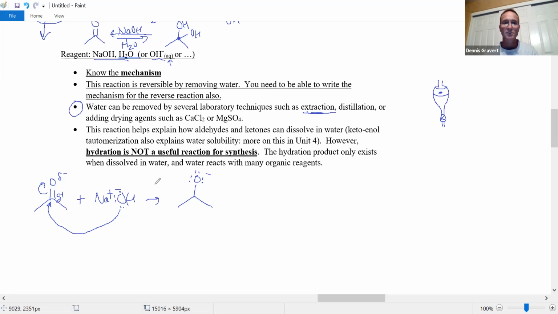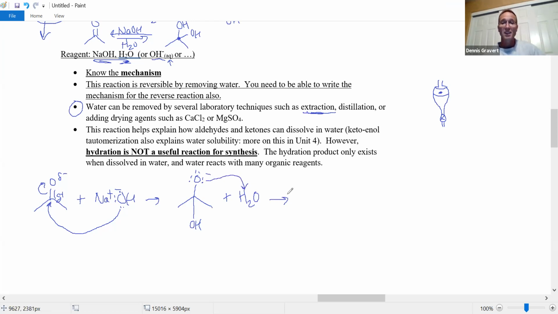The carbonyl oxygen becomes a negative anion. OH adds to this carbon. And now we're trying to make a diol, so all we need is a hydrogen here. We need to neutralize this with an acid. All we have is sodium hydroxide and water. But thankfully water is not only a weak base, it's also a weak acid.